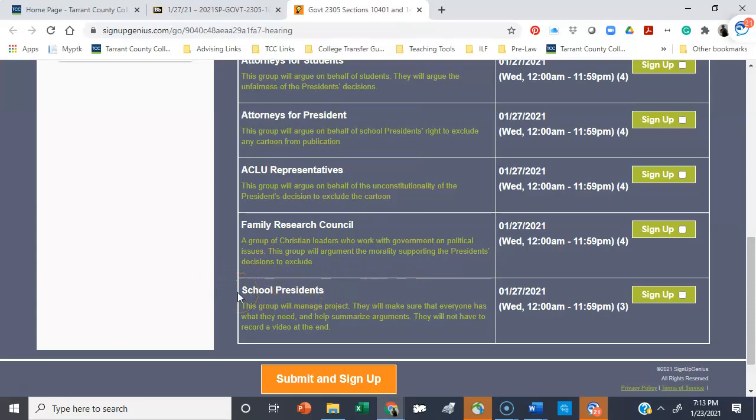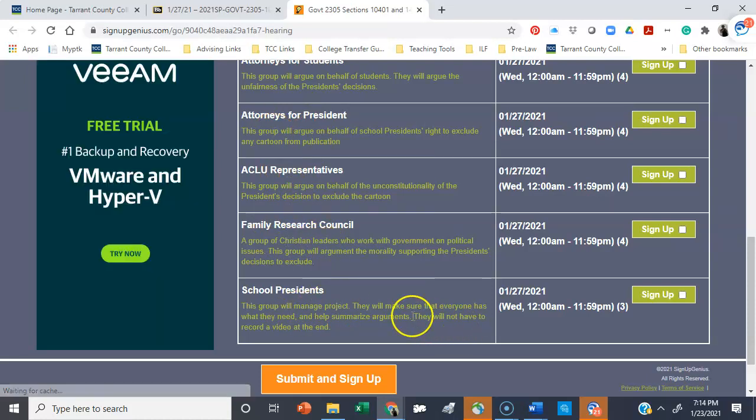I forgot to tell you what school presidents will do. The school presidents will be the project managers. They will make sure that all of the attorneys, the ACLU and the Family Research Council get the questions from the judges.